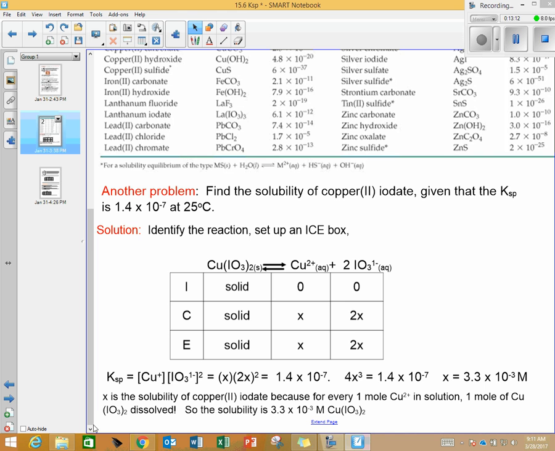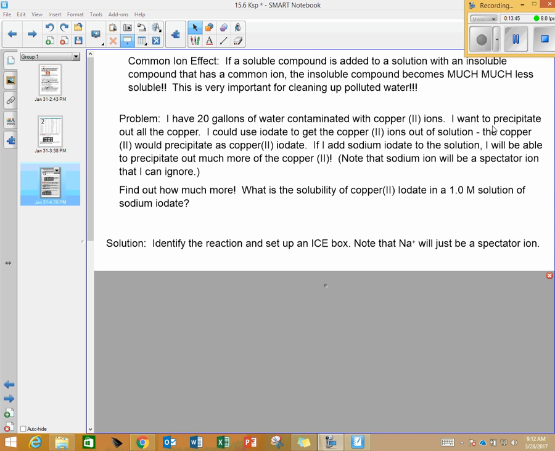We have x. So I'm explaining again why x is the solubility of copper 2 iodate. Notice you can just use stoichiometry. I can also calculate, if asked, what's the copper 2 concentration, what's the iodate concentration. The iodate concentration would be 2x. The copper 2 concentration would be x. Okay, but this particular question only asked for the solubility. So all I need to report is x. And there you have it.